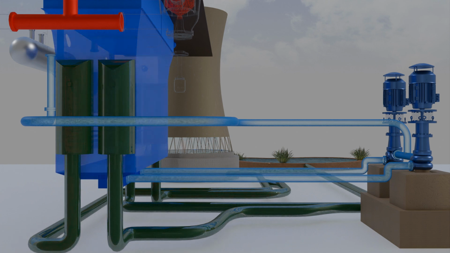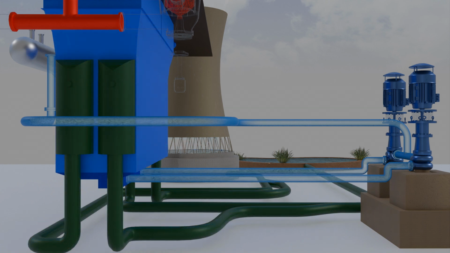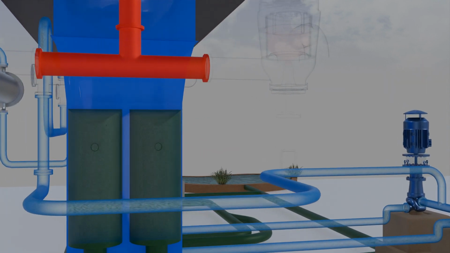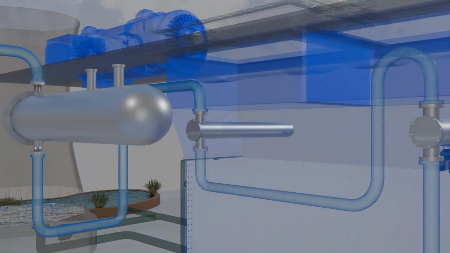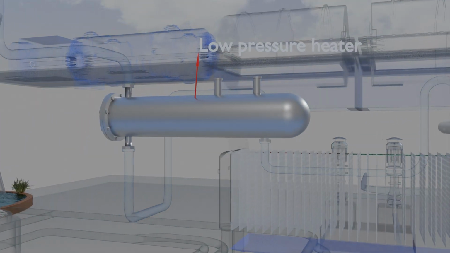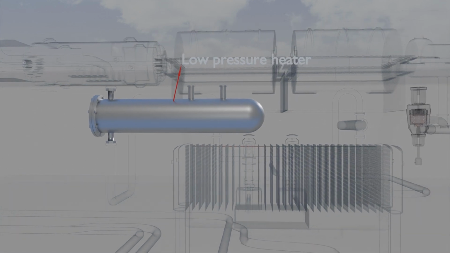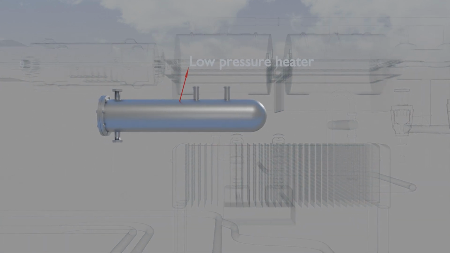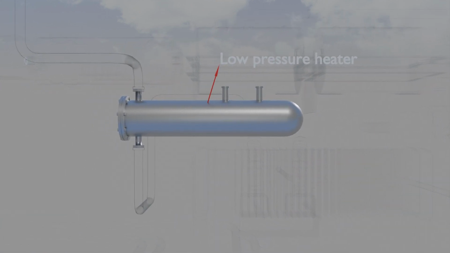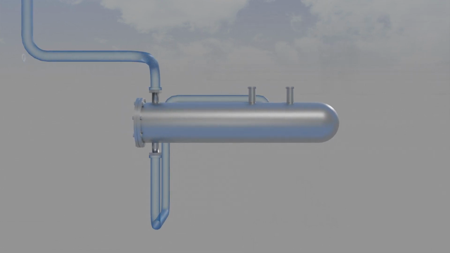Steam exits the low-pressure turbine and flows through a pipe, shown here in blue to indicate its lower temperature. It then enters the low-pressure heaters, where extracted steam preheats the feed water before it returns to the boiler. This process conserves energy, making the plant more efficient.